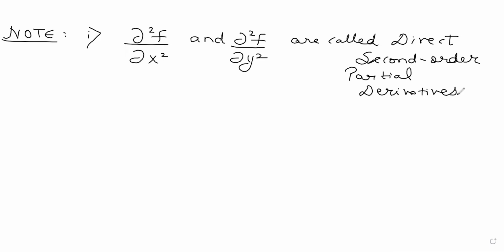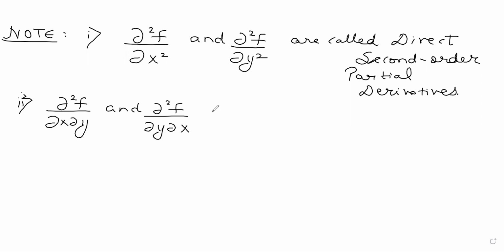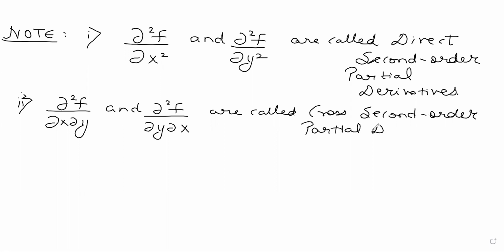These are called the direct second order partial derivatives. And if I talk about del square f by del x del y and del square f by del y del x, these are called cross second order partial derivatives. Now all students should be knowing the notations of these, how to denote these.